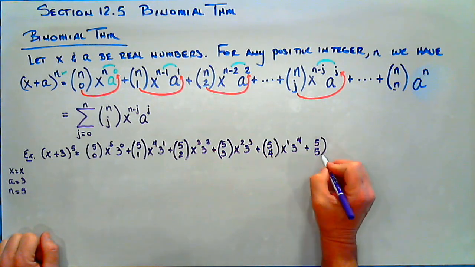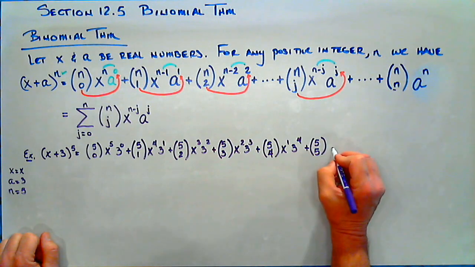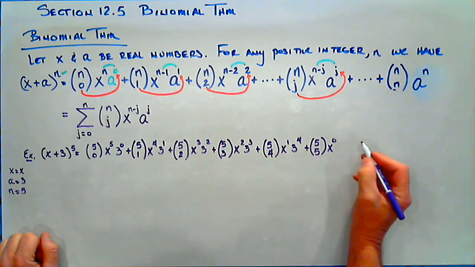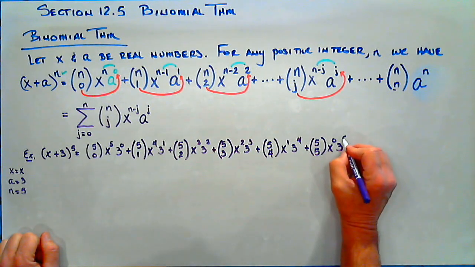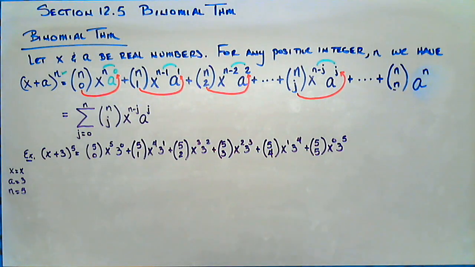5 choose 5. x goes down, 3 goes up. Now, if all they wanted was that, it'd be a great homework problem. Unfortunately, we now have to do the arithmetic.